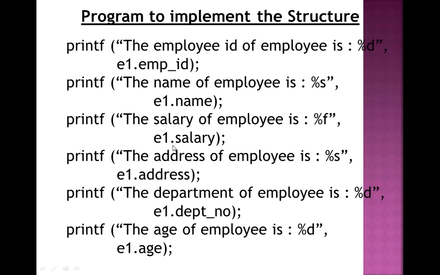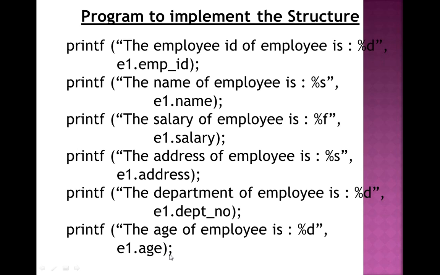Then salary, E1.salary, using %f because it is of float type. Then there is the address, that is %s because it is of string type, E1.address. Then there is the department number, it is of int type, so this is E1.departmentnumber and using %d. Then the age, it is also of int type, so using %d and the dot operator, that is E1.age.